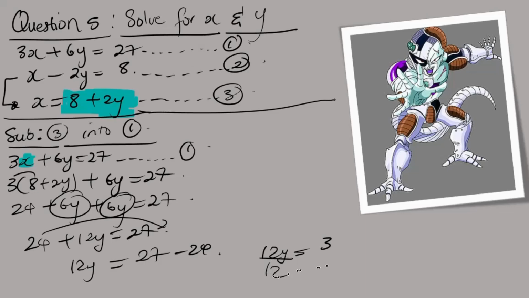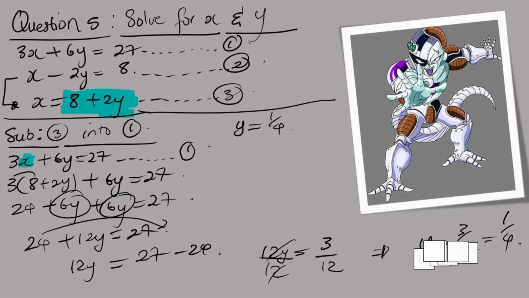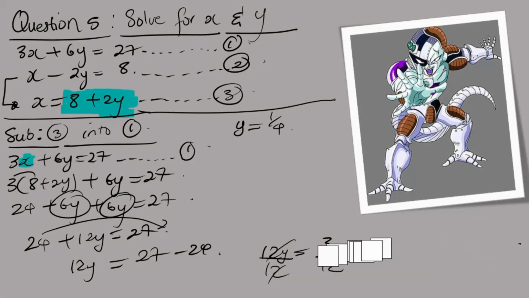Then I divide both sides by 12. This cancels that. I'm left with y being equal to 3 over 12. Now simplify 3 over 12 for me. Well, this is the same as 1 over 4. Hope that makes sense. So I'm going to write my y value here. y is equal to 1 over 4, and then I'll provide space for the next part of solving this equation.